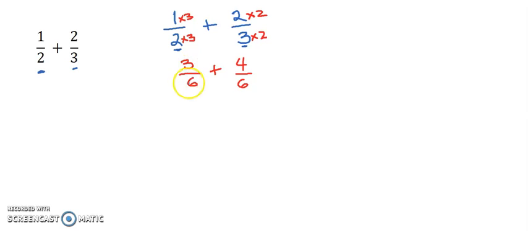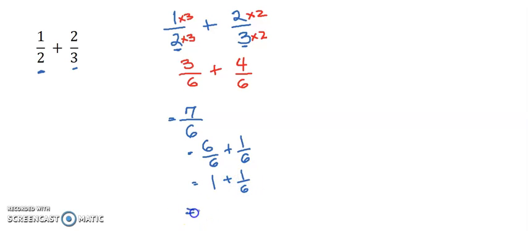Now that we have 3/6 plus 4/6, we can simply add those together. 3 plus 4 is 7. 7/6. Now we know 7/6 is an improper fraction, so we cannot leave 7/6 the way it is. So we can say that 7/6 is the same as saying 6/6 plus 1/6. Remember we learned that in the class before? 6/6 plus 1/6 is going to be 1 plus 1/6. So the answer to our problem is 1 and 1/6.